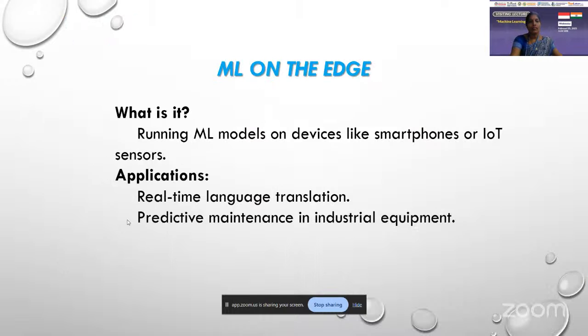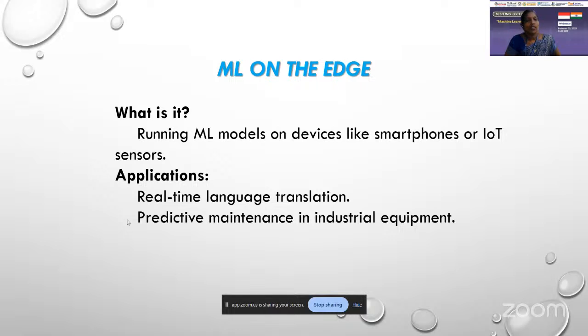And then ML on the edge. In ML on the edge, the machine learning models work on several devices such as smartphones or IoT sensors. When you take an application for this, it is used for real-time language translation and predictive maintenance in industrial equipment. I think you might be aware of real-time language translation.